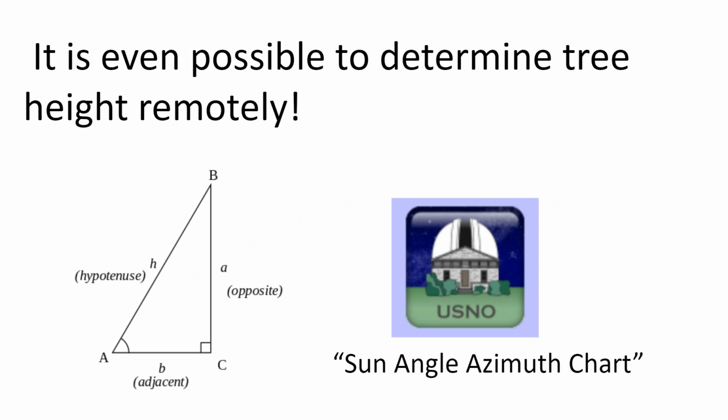And then if I'm looking at Google Earth and I see a tree around and I want to know what the height of the tree is, and I don't have software that has LiDAR data in it, you can use good old-fashioned trigonometry to start figuring things out, like building height, the height of the tree. So you can find online charts that are called sun angle azimuth charts. The U.S. Naval Office puts out a really good one.